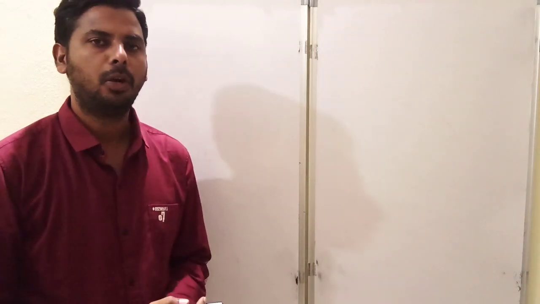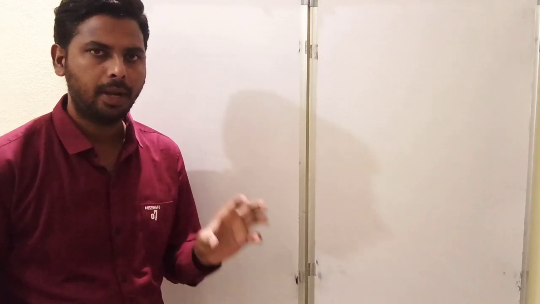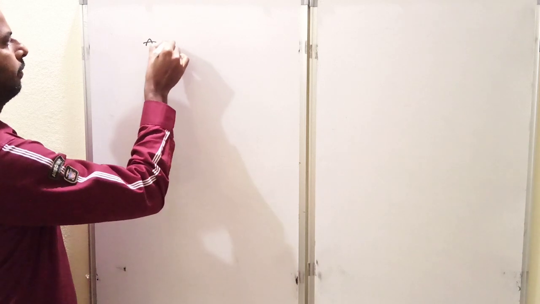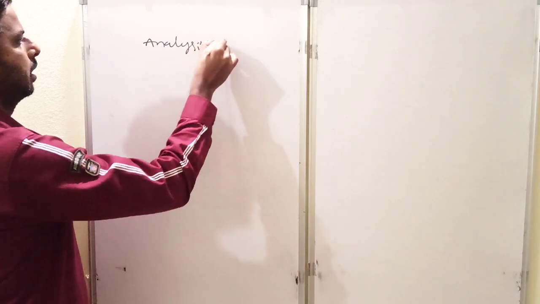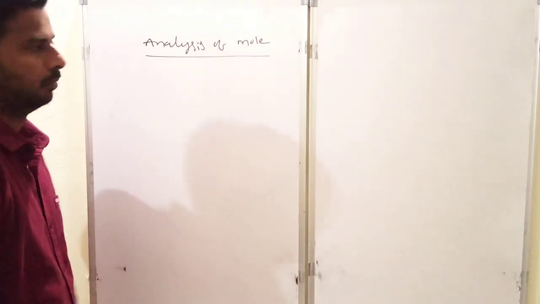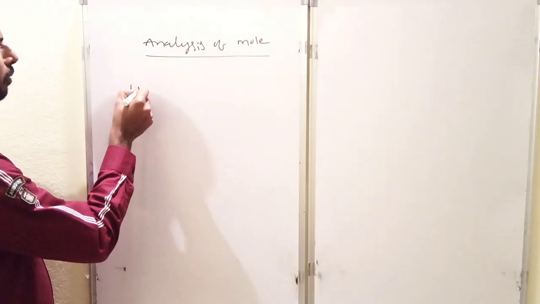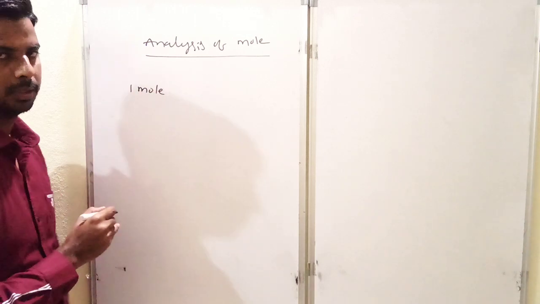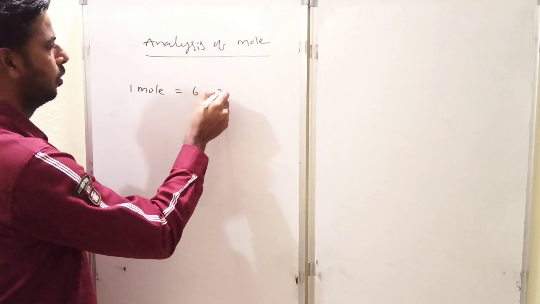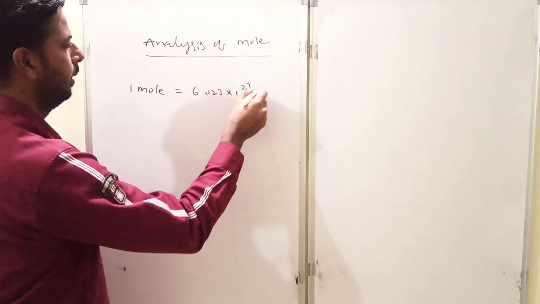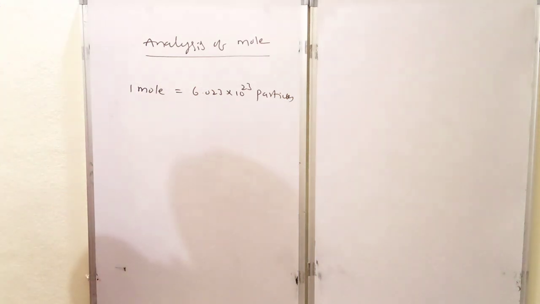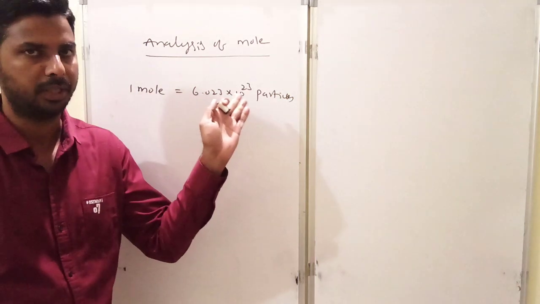In today's session, we are going to learn about one important analysis regarding mole. Analysis of mole. You know, 1 mole of any substance is equal to 6.023 into 10 power 23 particles. 1 mole of any substance equal to 6.023 into 10 power 23 particles.